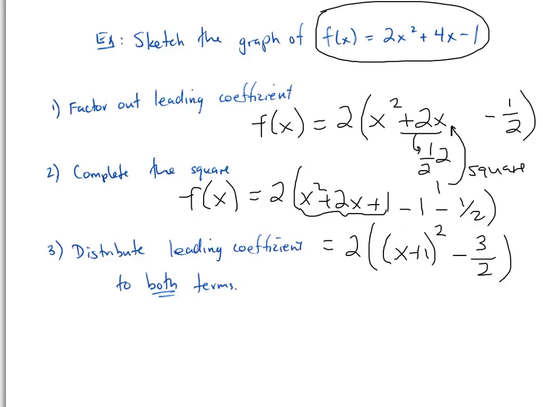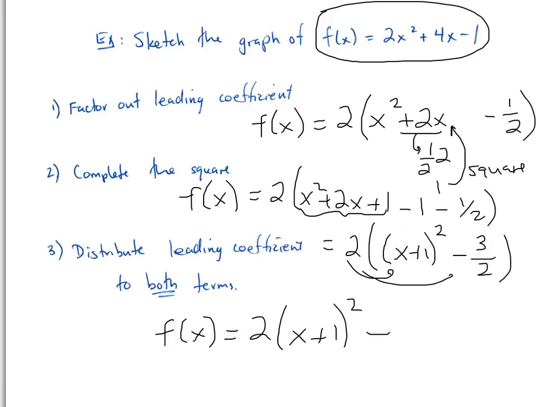And now the last step of the process is distribute this 2 to each one of these two terms, and we get our new form of the function: 2 times the quantity x plus 1 squared, and then minus 2 times 3 divided by 2. The 2's cancel. You get minus 3. So this expression on the right hand side is exactly the same as the one over here. It's just been written in a form where we have explicitly a term being squared, multiplied by a number, and a number being subtracted from it, which is exactly what we want to see if we're going to try to graph this.